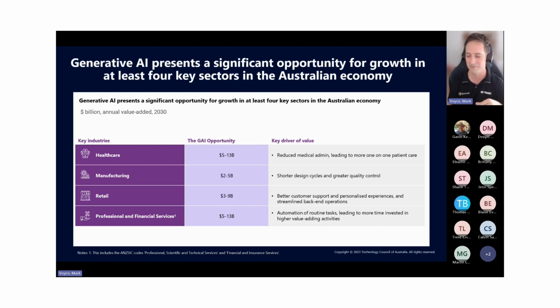So in healthcare, I love the healthcare part of it. Healthcare is unfortunately one of those unsung heroes when it comes down to uptake of technology, and it's really great to see how they were focusing on one of those sectors. So if you look at reduced medical administration, more one-on-one patient care, and I'm sure we would all prefer to have one-on-one patient care rather than a revolving door. In retail, so where we go and do our purchases, have better customer support, better personalized experiences, and streamlined back-end operations so that when we are going to purchase a service or a product, it does come through a lot quicker and a lot more seamlessly.